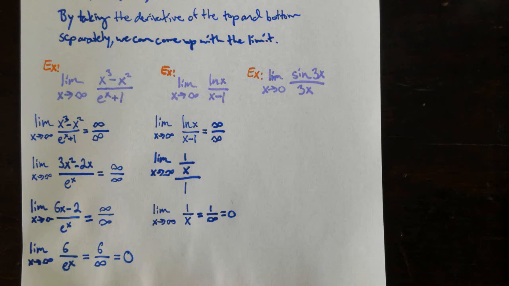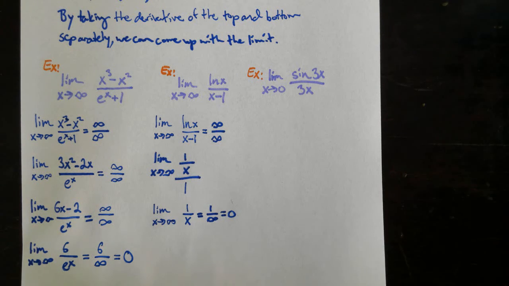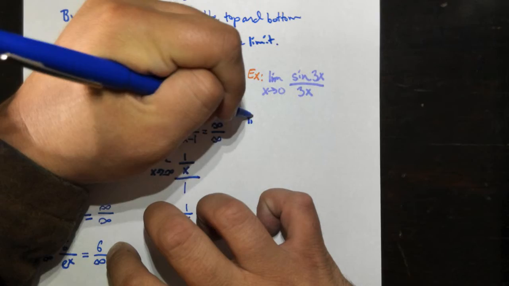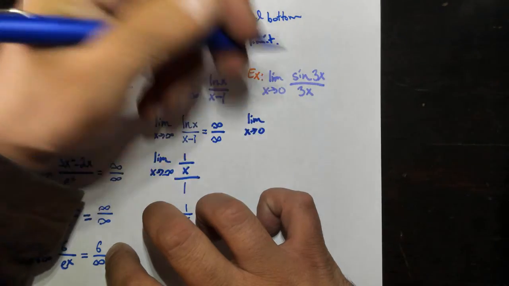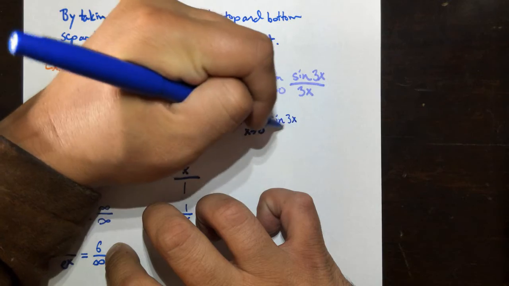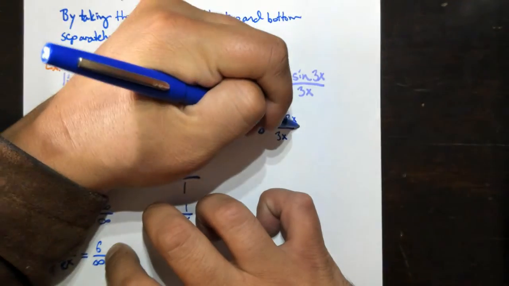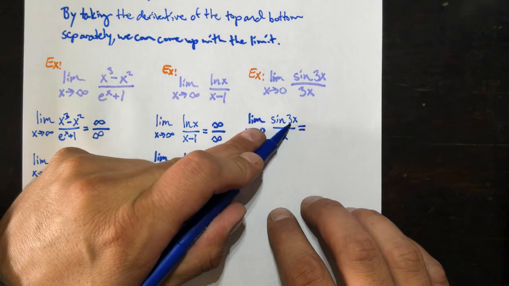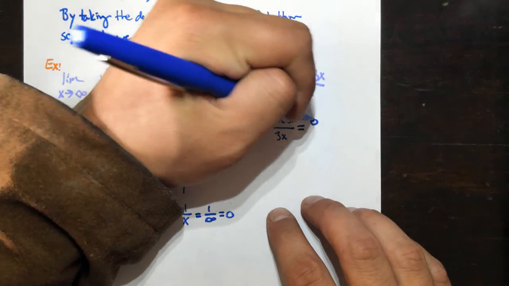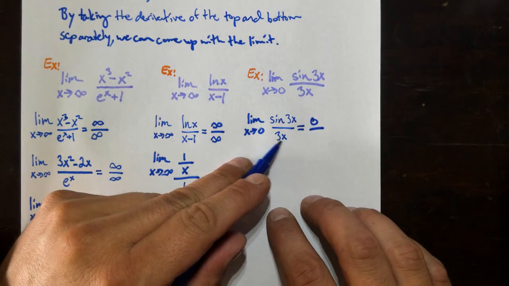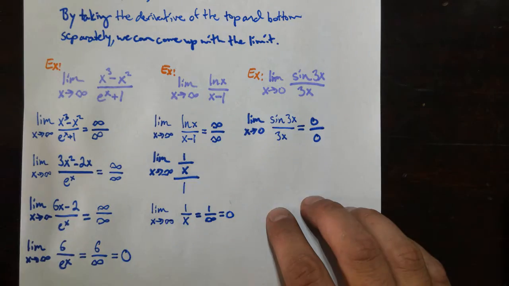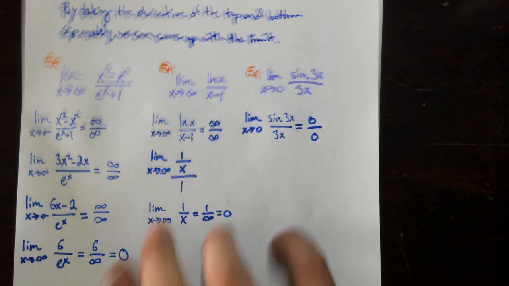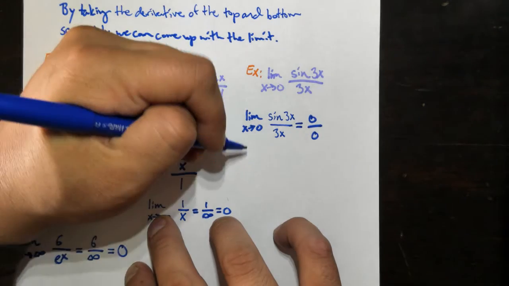Now let's do this last example. This is the limit as x goes to 0 of sine 3x over 3x. Let's see what happens here. If we plug in 0, we get 0 times 3, which is 0, and sine of 0 is 0 on top. On the bottom, 3x plugged in with 0 gives 0. So again, we have this indeterminate form. Let's apply L'Hopital's rule and take the derivative of the top and the derivative of the bottom separately.